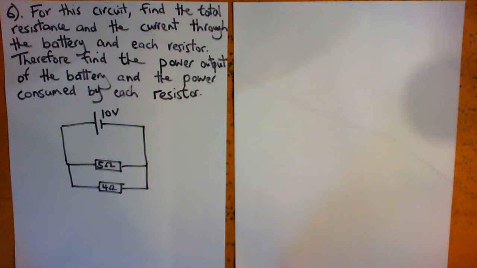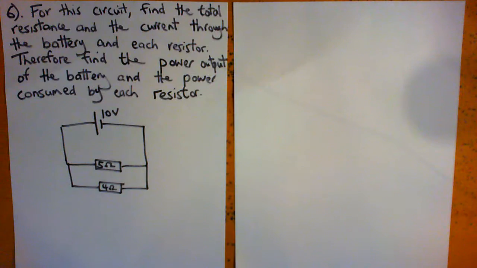For this circuit, find the total resistance and the current through the battery and each resistor. Therefore find the power output of the battery and the power consumed by each resistor. So we have a purely parallel circuit here. We have a 10 volt battery and we have a 5 ohm resistor and a 4 ohm resistor. So any individual electron is either going to go through the 5 ohm resistor or it's going to go through the 4 ohm resistor, but it's not going to go through both.